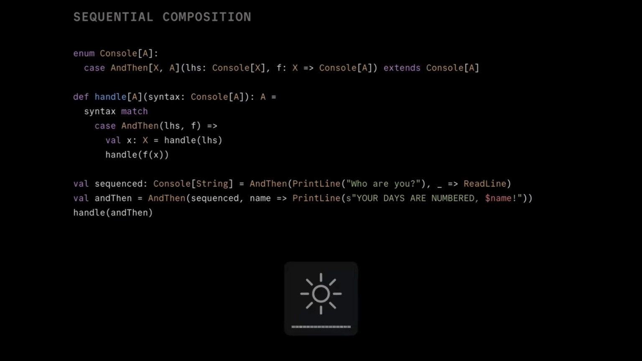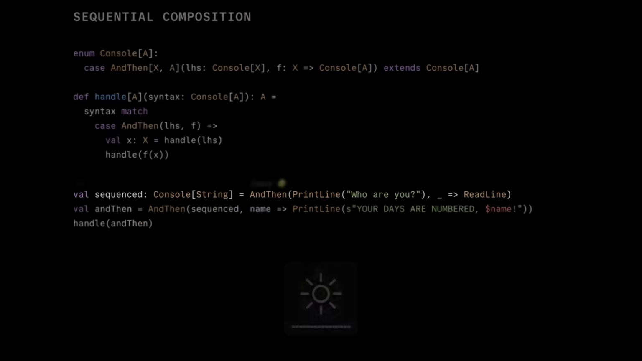So it was a nice maybe baby step to the complexity of and then if you're new to this, but beyond that, and then is strictly more powerful than sequence, so we can implement sequence in terms of and then, and we can get rid of this.